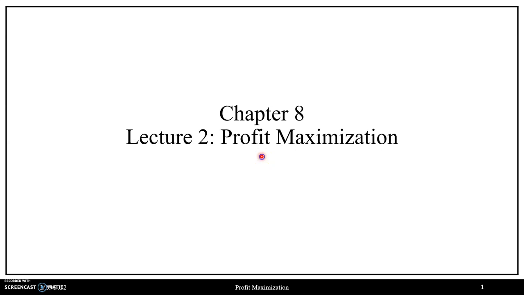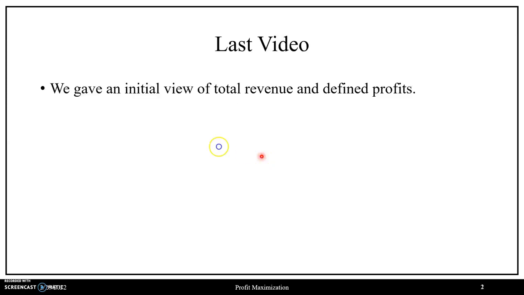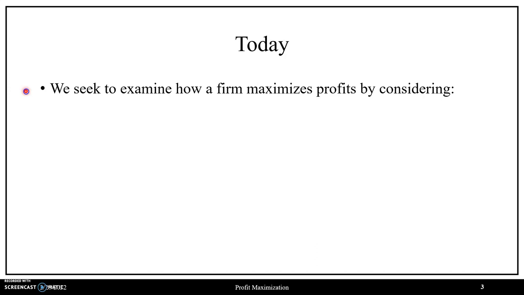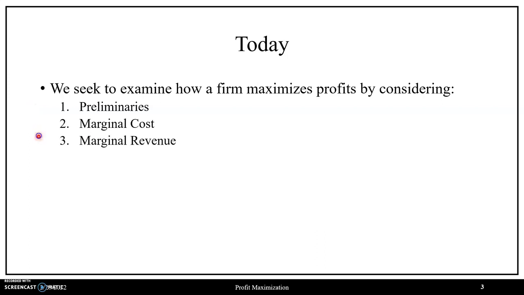In this video, we continue our discussion on Chapter 8, where in our last video we gave an initial view of total revenue as well as defined profits for a firm. In today's video, we seek to examine how a firm maximizes profits by setting up some preliminaries to then go over marginal cost, marginal revenue, and the profit maximization process for an example firm operating in a particular market structure.